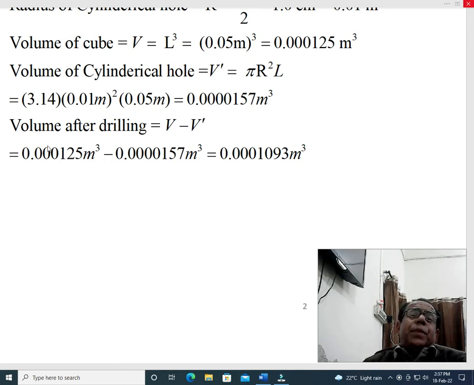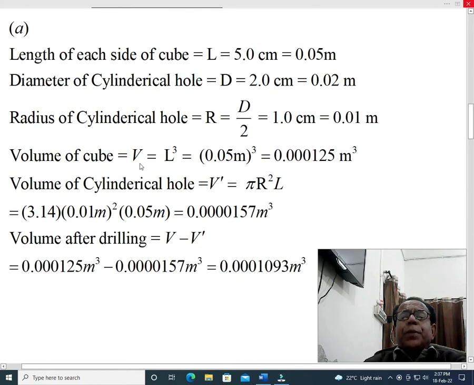Now as per the given statement, the volume after drilling will be equal to V minus V dash. We have already calculated both values. V has this value and V dash has this value. So we put these two values, this minus this becomes equal to 0.000109 meter cube.